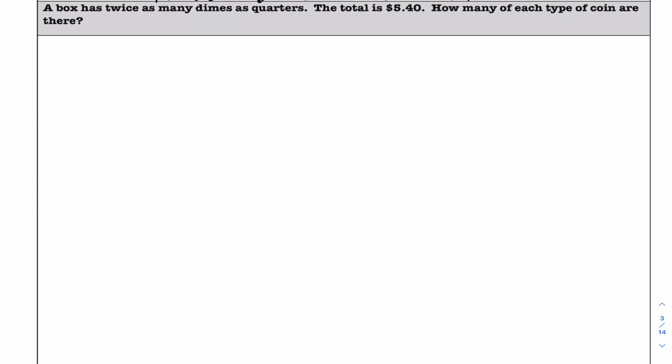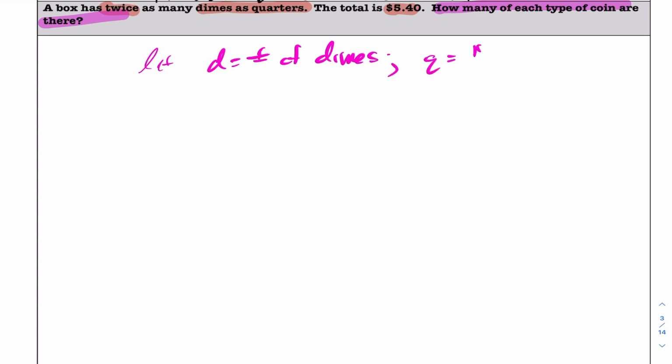All right, let's take a look at another problem. So this question here, we have a box that has twice as many dimes as quarters, totaling 540. How many of each type of coin are there? Let D equal the number of dimes, and let Q equal the number of quarters.